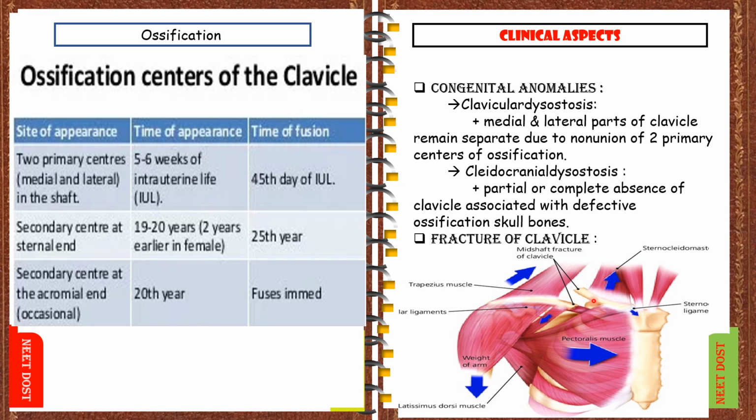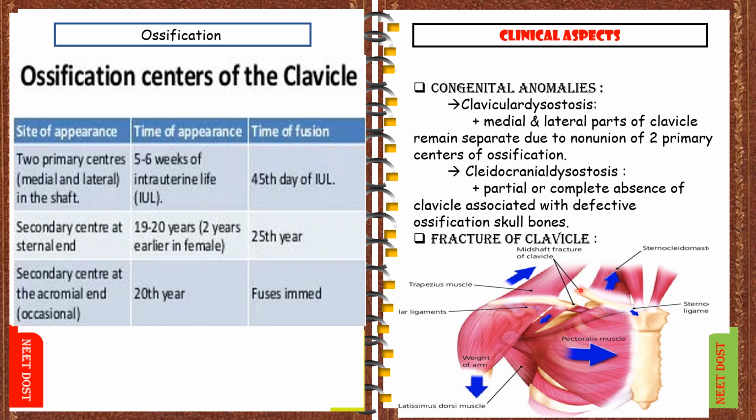The most important is the fracture of the clavicle. The clavicle is the most commonly fractured bone in the body, and it commonly fractures at the junction of the lateral one-third and medial two-thirds. This is the weakest site, where the two curvatures of the clavicle meet, and the transmission of forces from the scapula occurs at this site through the costoclavicular ligament.